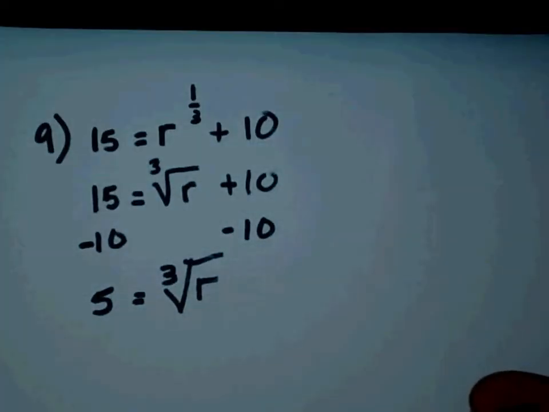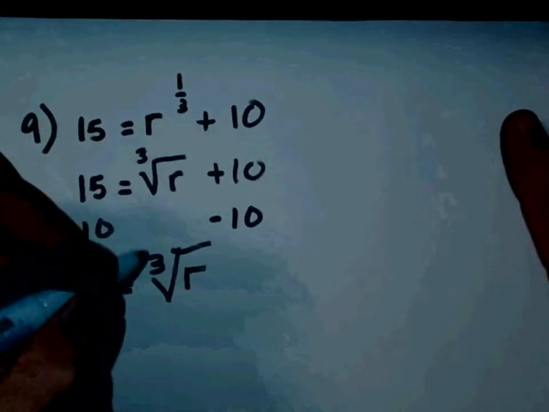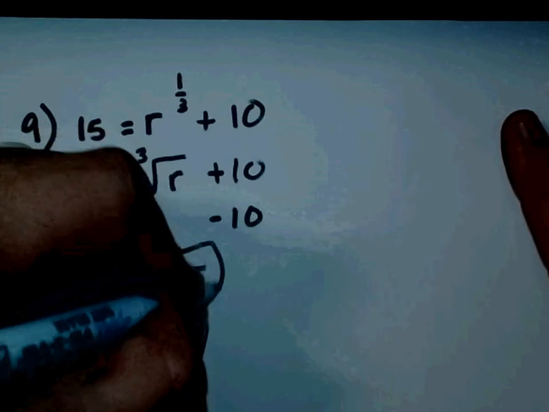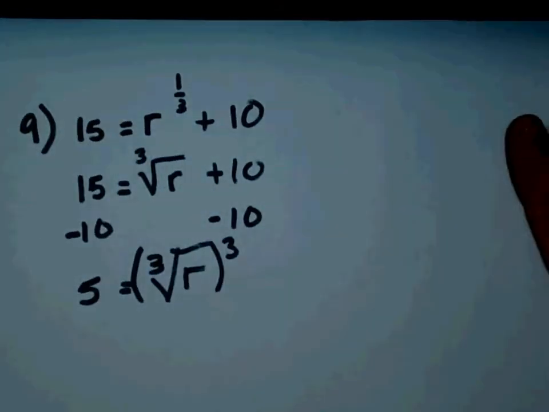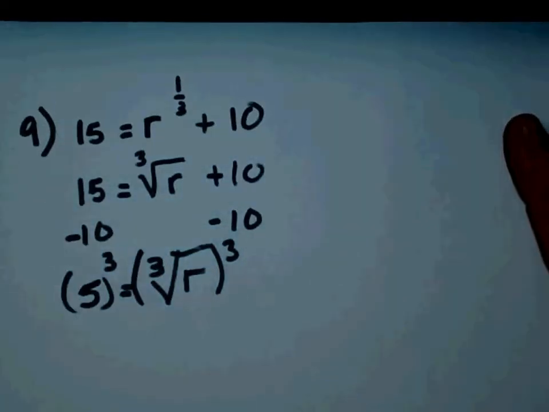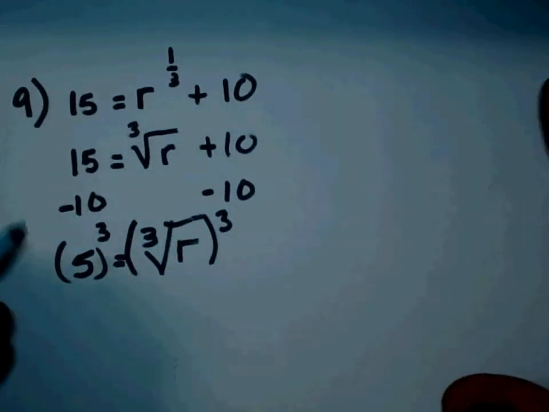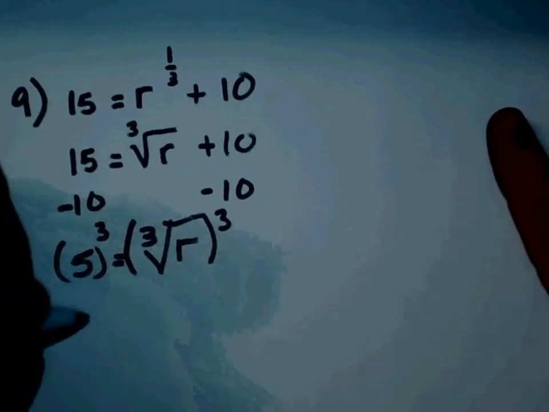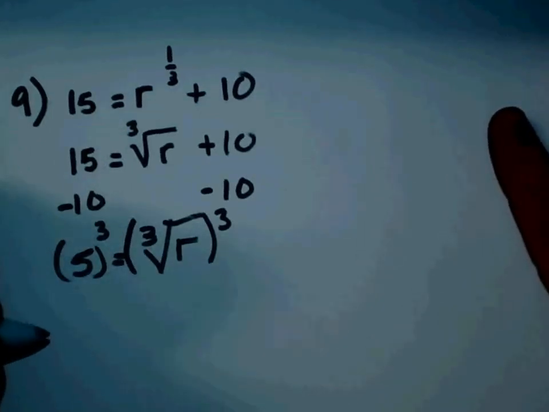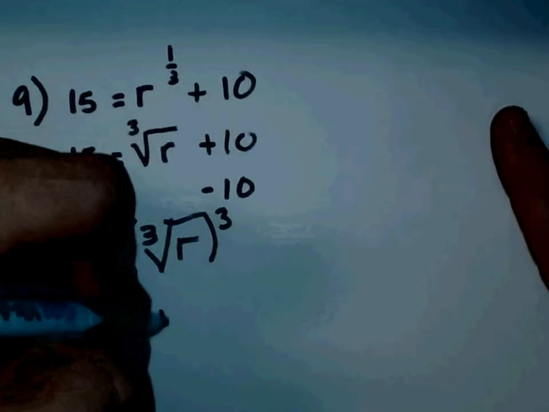What do I do to the cube root to get it by itself? I'm going to cube it. Okay, I'm going to cube it. And so when I cube that, I cube this side. And so therefore, 5 cubed is 25 times 5, with 625. No, 25? 125. Equals r.